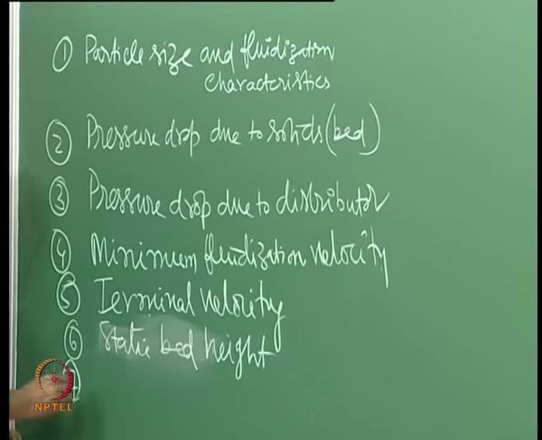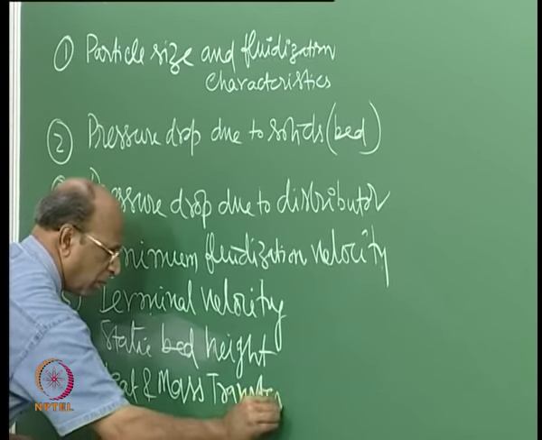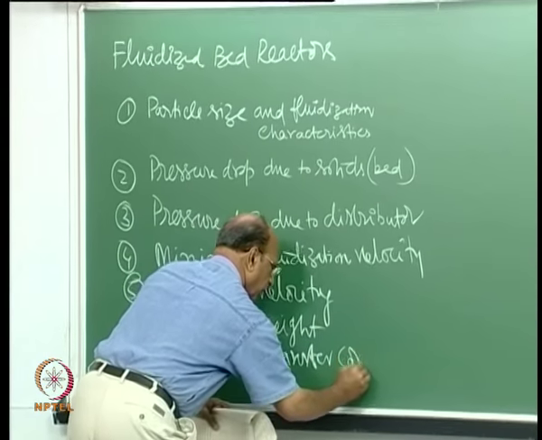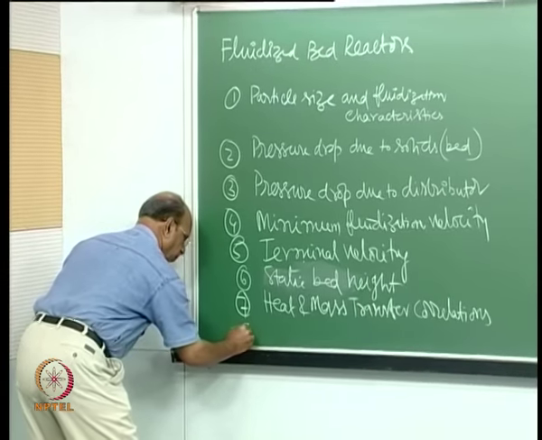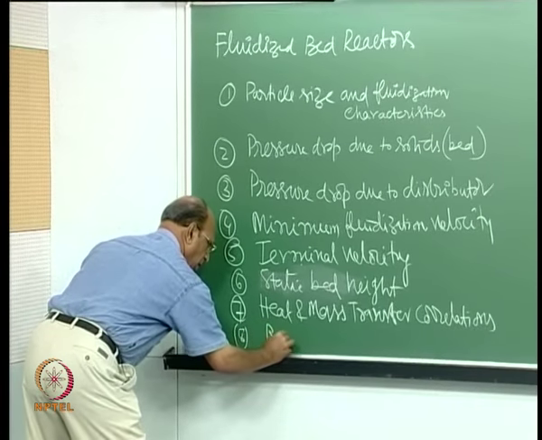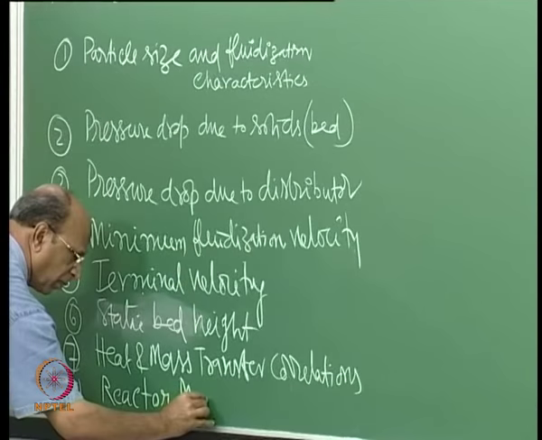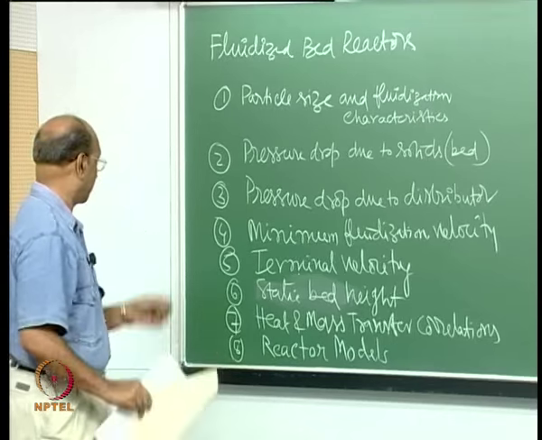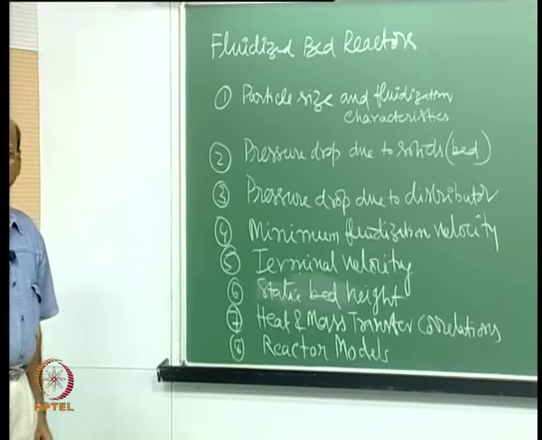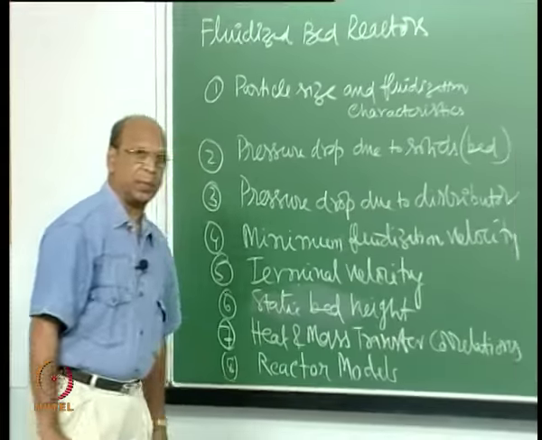Seven, heat and mass transfer correlations. The last one, eight, is, difficult to write, reactor models. See how many things we should know, and actually this is a full course if you teach all of them one by one deeply. Good? But I think all the points we will just touch, and this we have to go a little bit deeper just to develop the model.